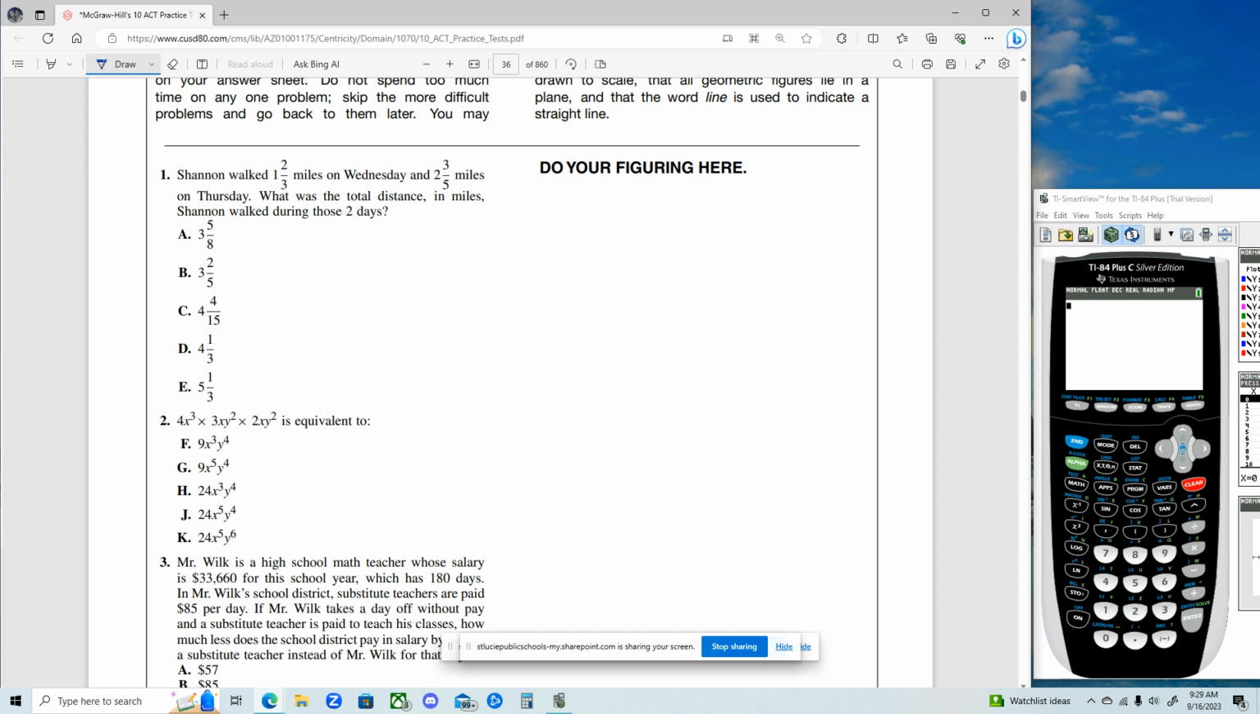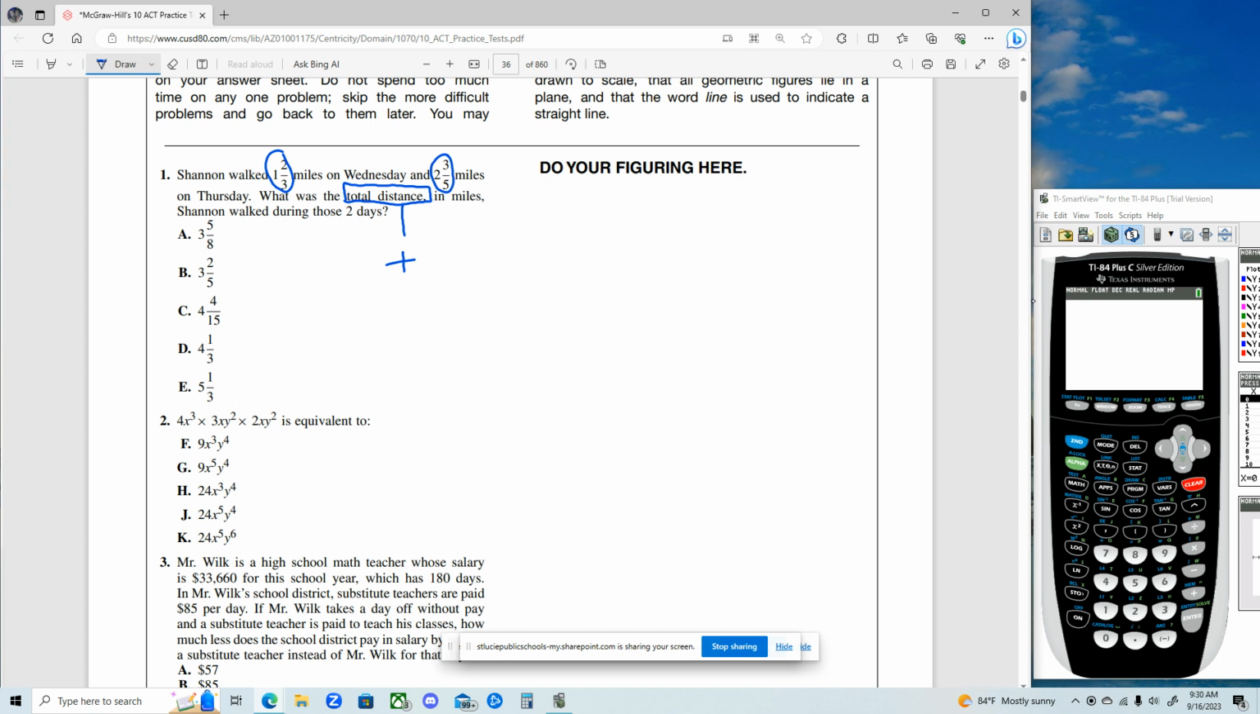Number one, Shannon walked 1 2/3 miles on Wednesday and 2 3/5 miles on Thursday. What was the total distance in miles Shannon walked during those 2 days? You probably heard when I got to those words, total distance. My brain said, "Oop, those are keywords telling me to do what with my numbers in the question? Add them up." So there's 2 ways to do this. I can just do the math by hand in my workspace here, or you can input this on the calculator.